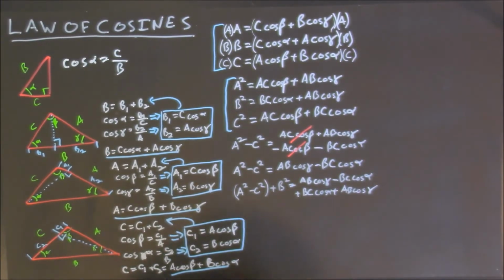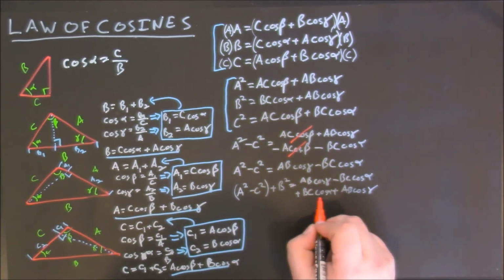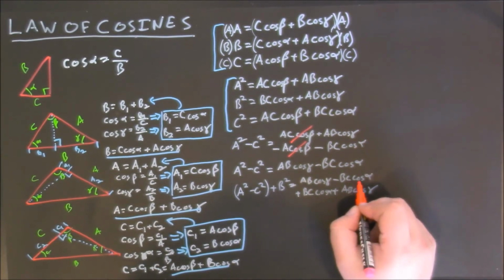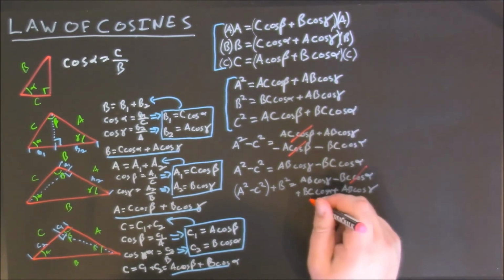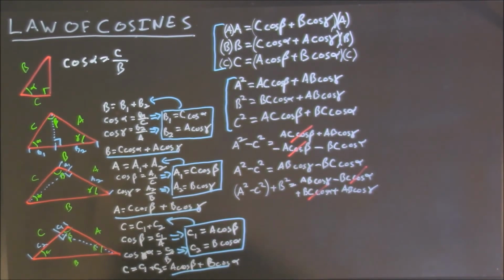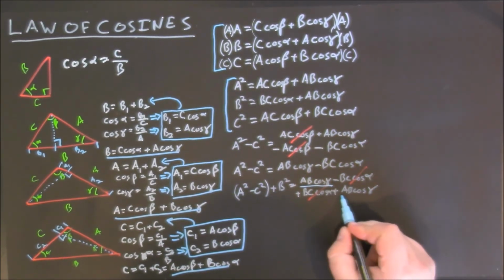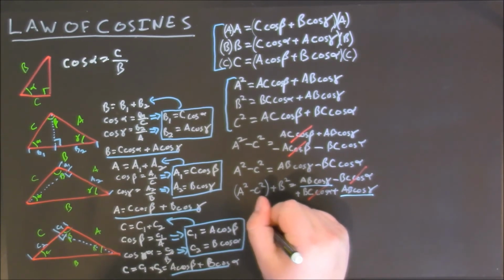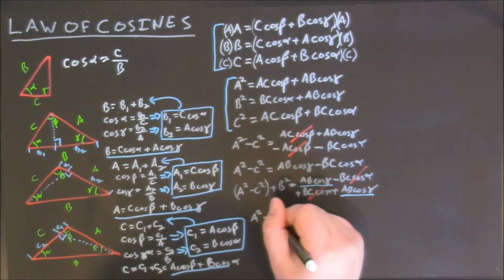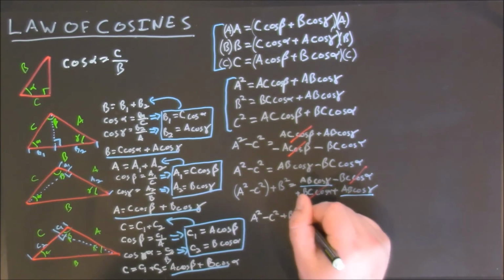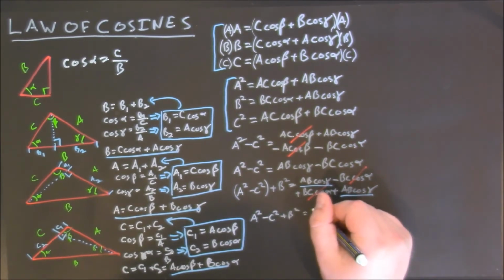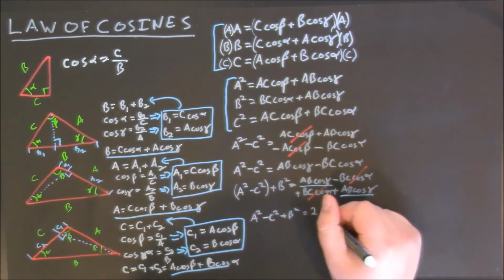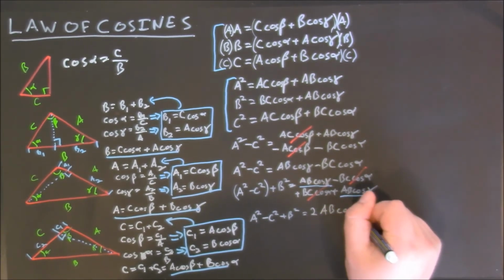Now again, you'll notice some repetition. You have a BC cosine alpha term here and a minus BC cosine alpha term here, so these two terms drop out. Now you'll notice that here you have two AB cosine gamma terms, so let's add them together. So now we can rewrite this equation as A squared minus C squared plus B squared is equal to 2 times AB cosine gamma.